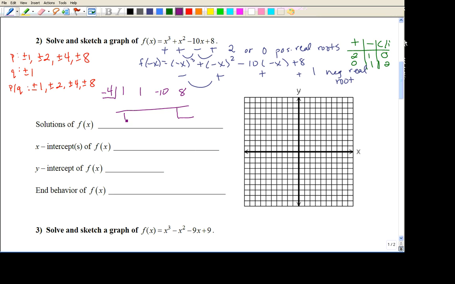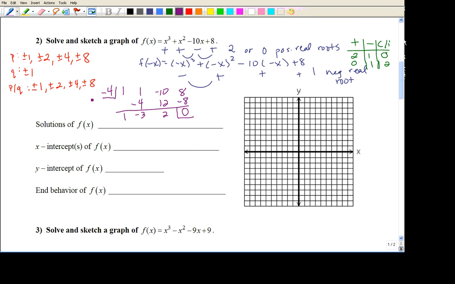So bring down the first term, multiply, and you get -4, add. -3 times -4 is 12, add, you get 2 times -4 is -8, add, you get 0. So there we go. We have found out that the -4 works. We have found our only negative root.